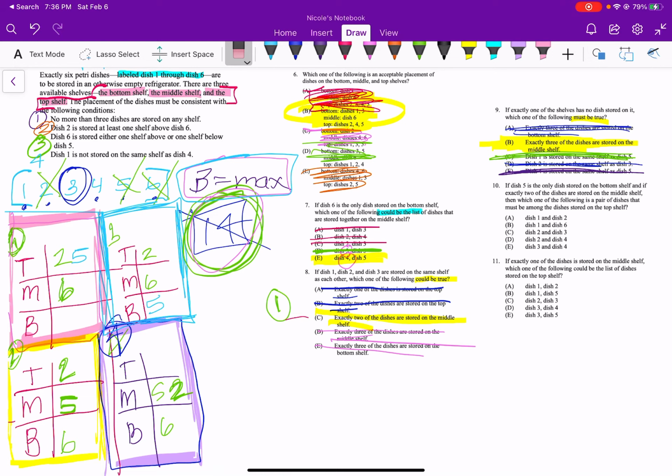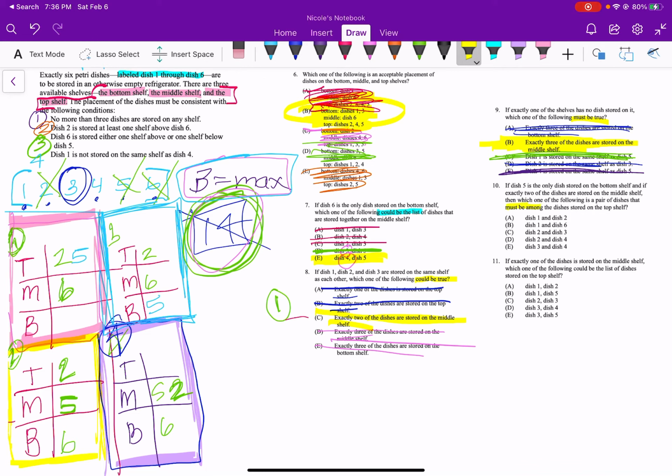If dish 5 is the only dish stored on the bottom shelf, and if exactly 2 of the dishes are stored on the middle shelf, then which of the following is a pair of dishes that must be among the dishes stored on the top shelf? So it's saying must be among. So this is a must be true.